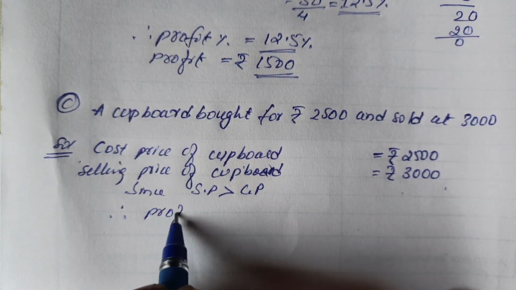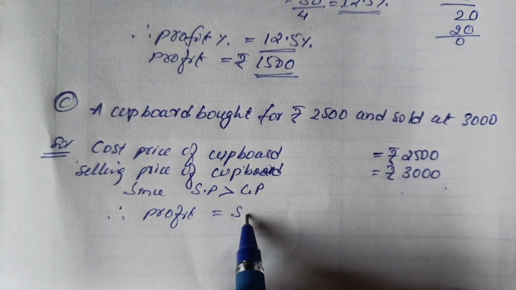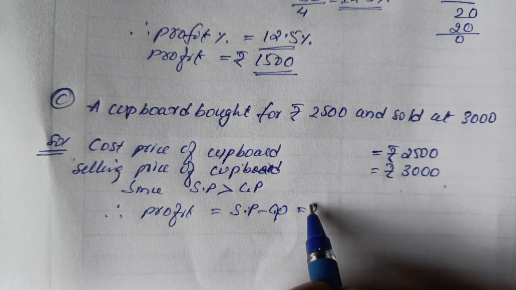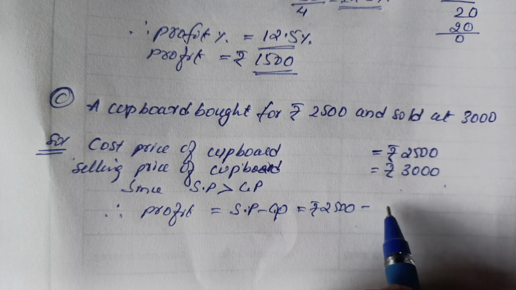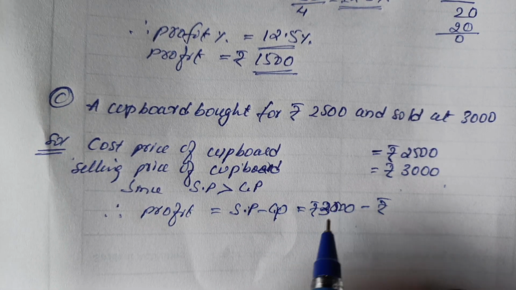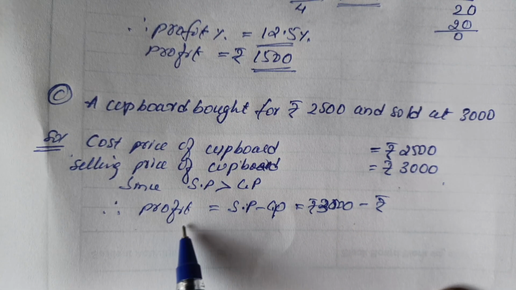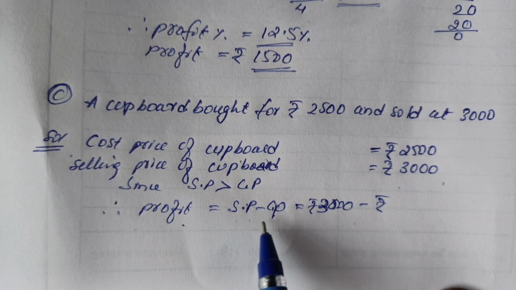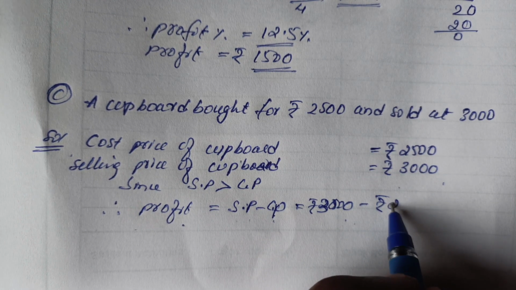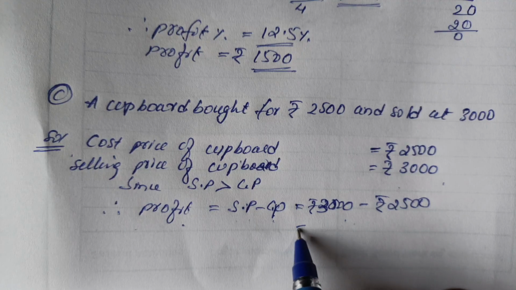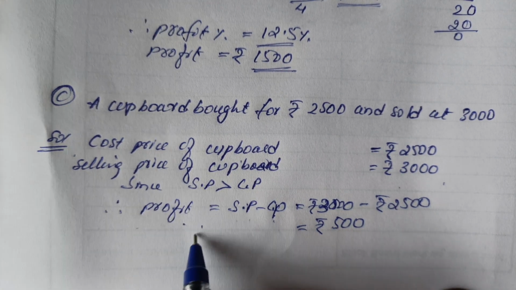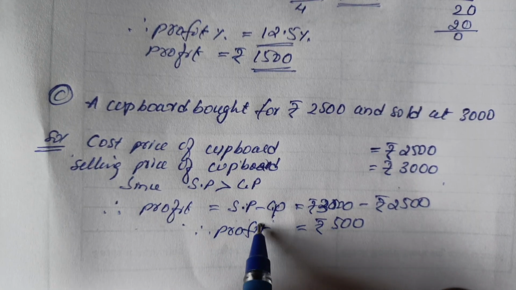profit. Profit is equal to selling price minus cost price, that is equal to 3000 minus 2500. So profit is equal to selling price minus cost price, rupees 3000 minus rupees 2500. So we get rupees 500. So therefore profit is equal to 500 rupees.